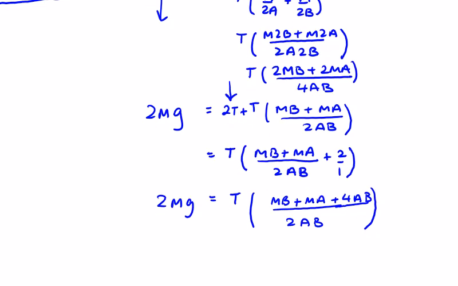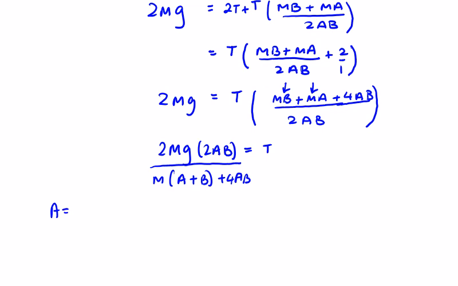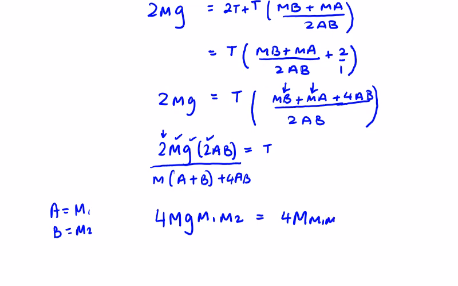First of all, I have 2Mg here, so I'm going to multiply by 2AB to get 2Mg times 2AB is equal to T times this whole expression here, these three things. So I can divide by those three things. I'm going to factor my M out of the first two, so it's M times A plus B plus 4AB is equal to T, and if we change back, we had A is equal to m1 and B is equal to m2. We're going to get 2 of my big M times g. Well, actually it's going to be a 4, isn't it? I have 2 2's in there. 4Mg times AB, so m1 m2, and I think they have the g at the end, so that's 4 big M m1 m2 times g.